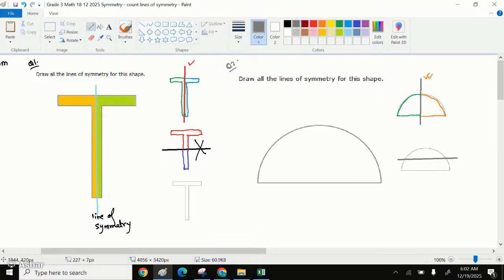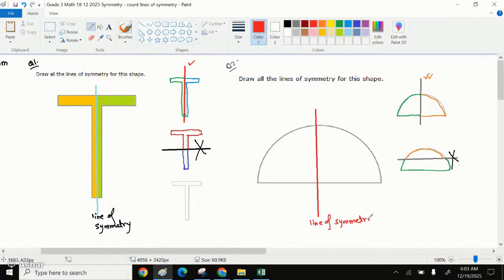The shape below the line of symmetry is not the same as above the line of symmetry. So this is not the line of symmetry. What we do is simply draw the line of symmetry that divides this shape into two equal segments or two equal parts. So we can say that this is the line of symmetry.